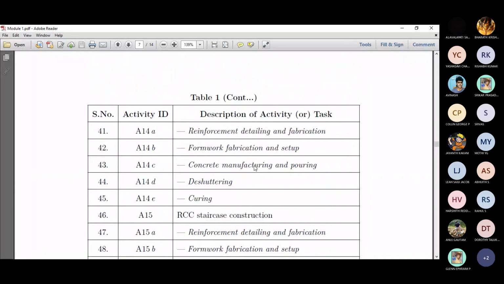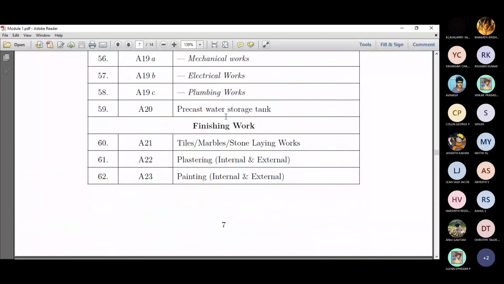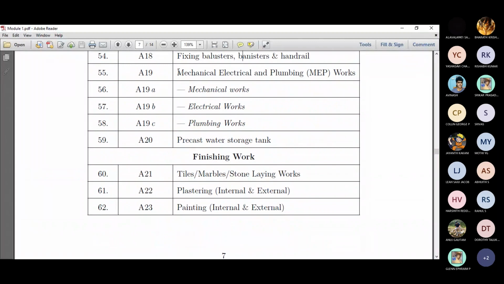Up to this, the superstructure is going to be over. Once that is done, we'll go for MEP, installing the mechanical, electrical, and plumbing works. Then we talk about the precast water storage tank, bring it to the site and assemble it at the top. So up to this, the superstructure work is complete. Once the superstructure is done, you can look into the finishing work, which people sometimes refer to as final work, right?